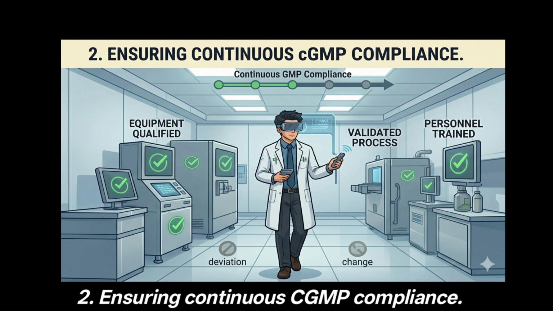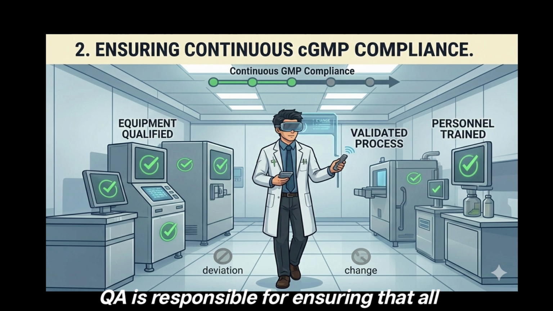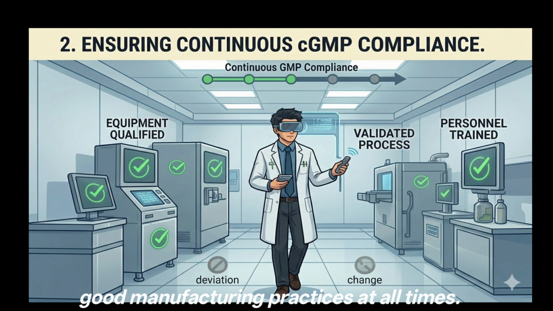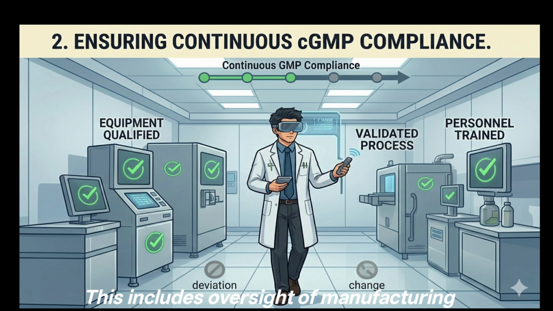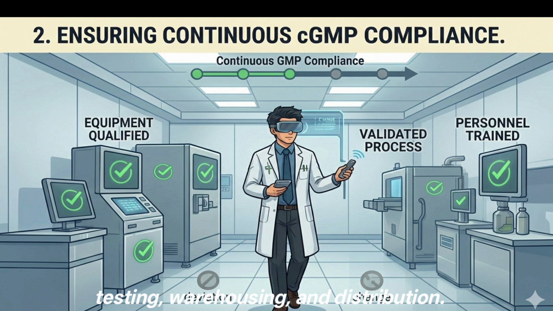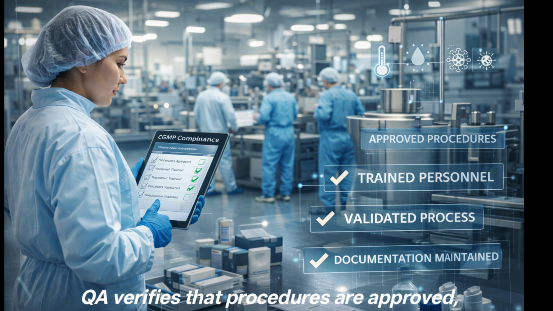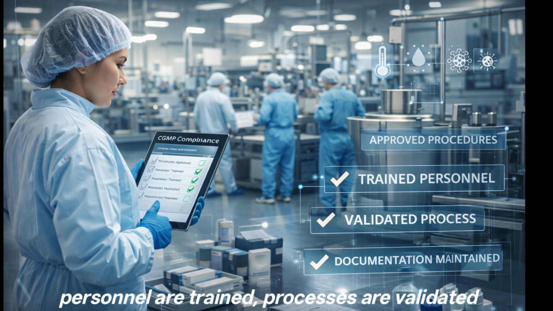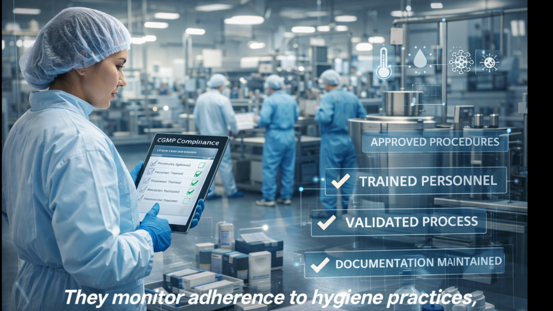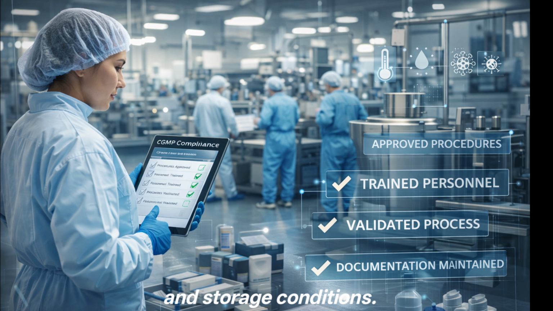2. Ensuring continuous cGMP compliance. QA is responsible for ensuring that all departments operate in compliance with current good manufacturing practices at all times. This includes oversight of manufacturing operations, packaging activities, laboratory testing, warehousing, and distribution. QA verifies that procedures are approved, personnel are trained, processes are validated, and documentation is properly maintained. They monitor adherence to hygiene practices, clean room controls, environmental monitoring, and storage conditions.